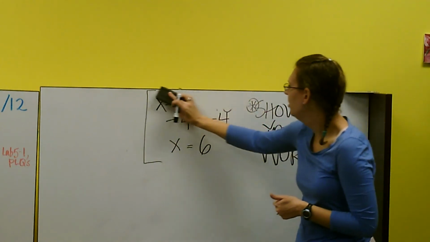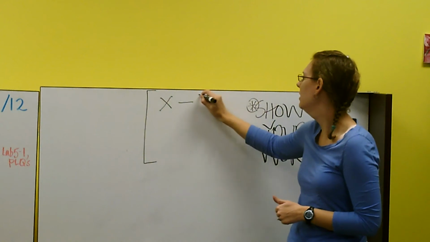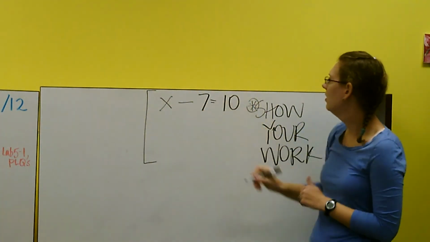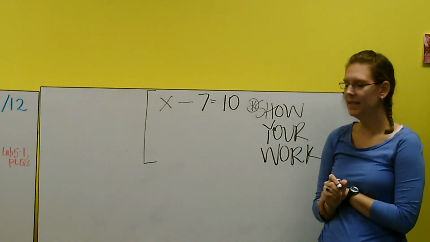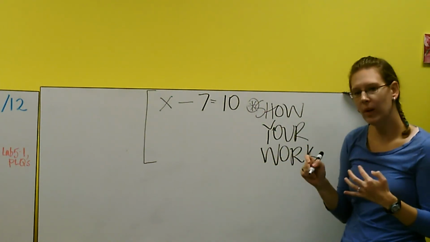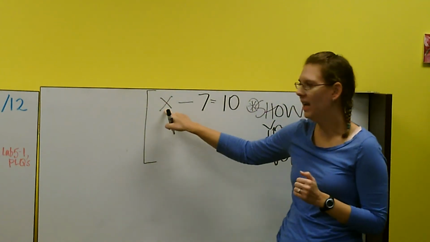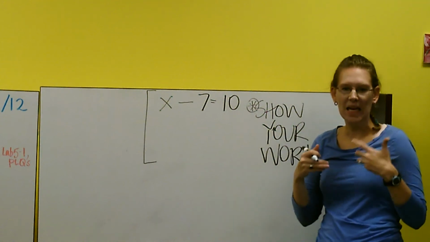Alright, let's do one more example. X minus 7 equals 10. So, what is the opposite sign, Devon? How am I going to get x by itself? You're always trying to get this x, or whatever the variable is, it could be y or z, any letter of the alphabet, by itself.